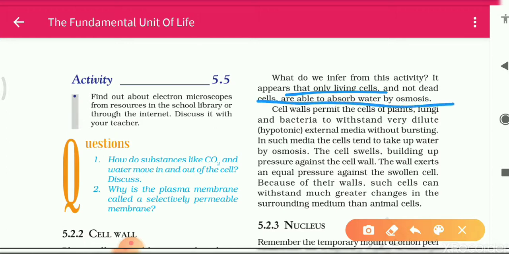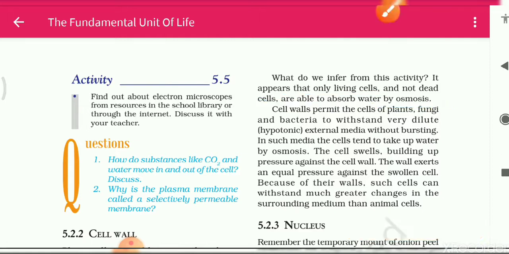Okay. Now in the second case, when you have boiled the leaves, what happened? All the contents of the cells become dead. They cannot absorb the water from the outside. Then we can see that plasmolysis takes place only in living cells, not in dead cells.